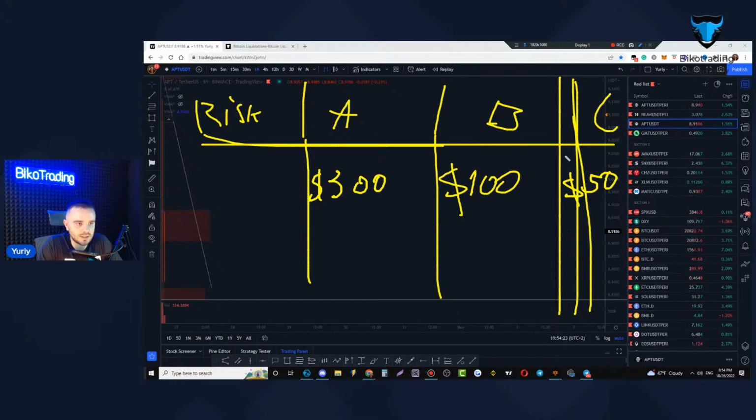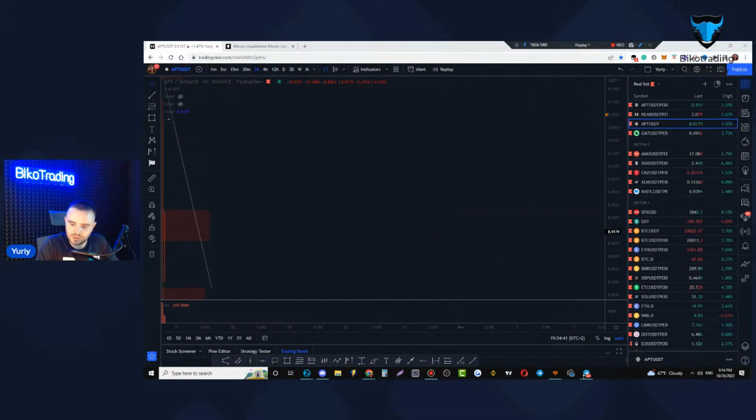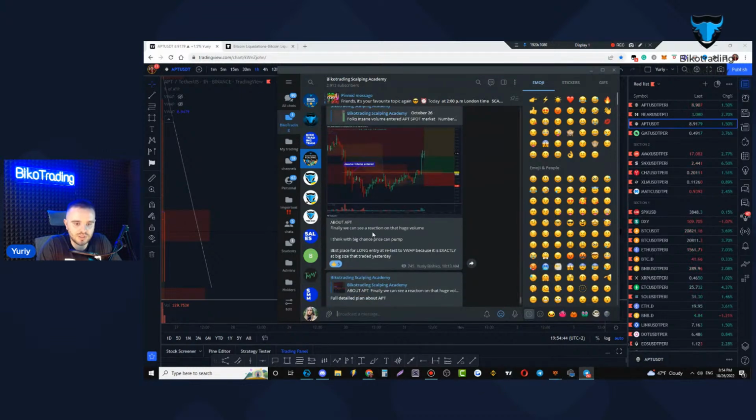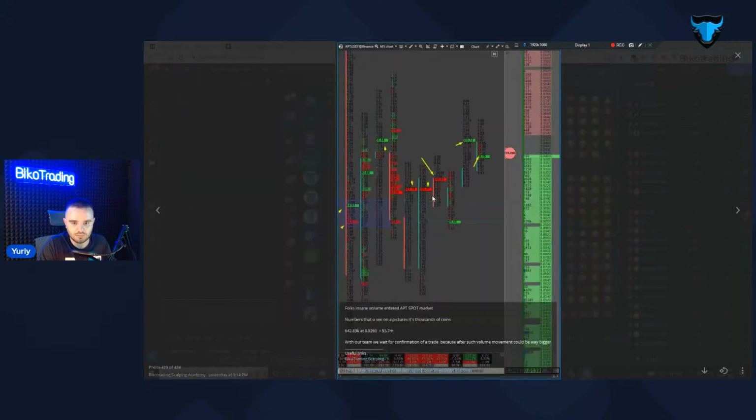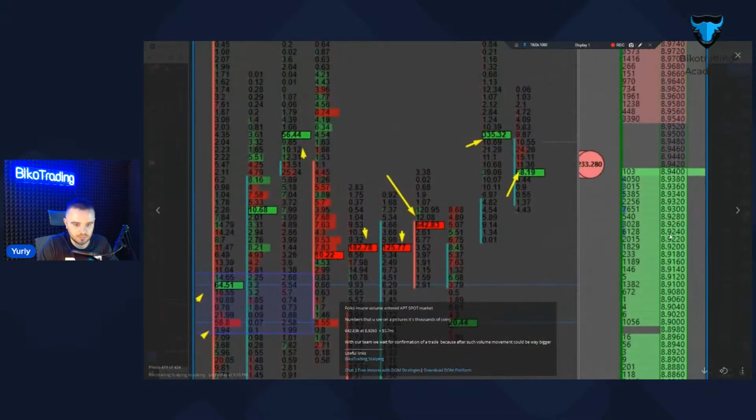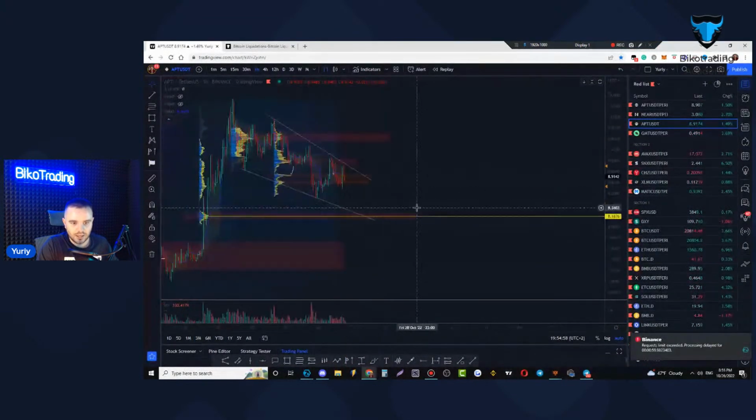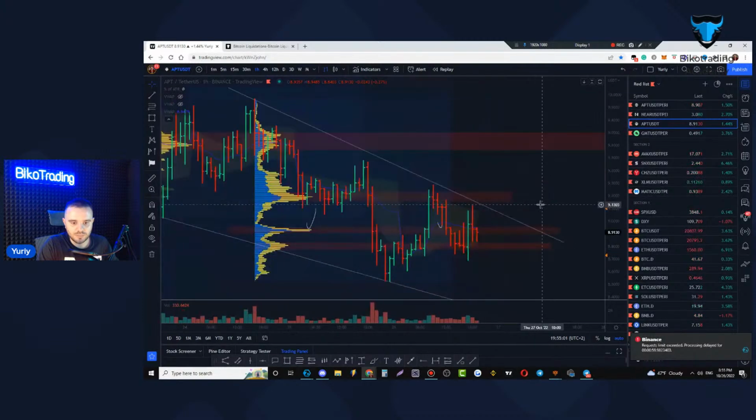About this idea that we have on APT, it is something between B and C. Why is it not A? Because that size didn't confirm that it became an important support. The major reason why we speak about APT is that yesterday, as I told you, huge volume traded at 890 on the spot market. Several million dollars entered. And when you open the volume profile on the spot market, you can see exactly that significant size here.